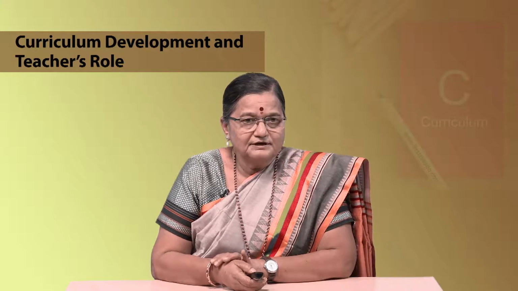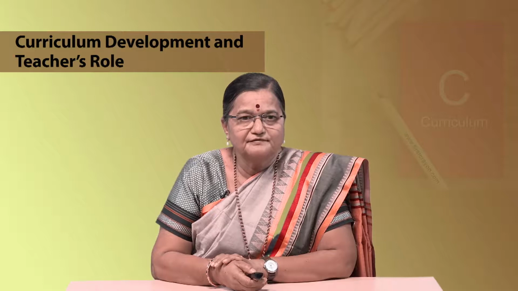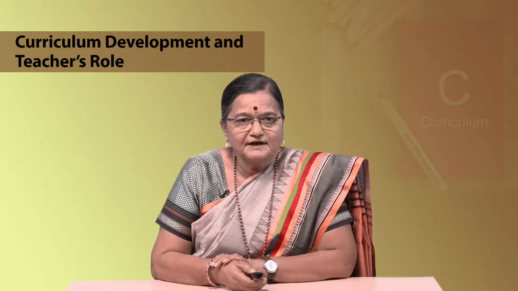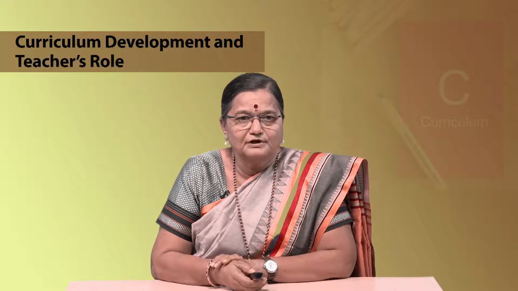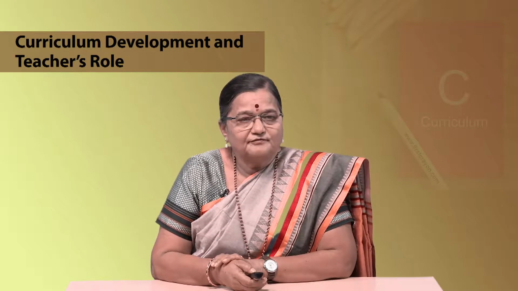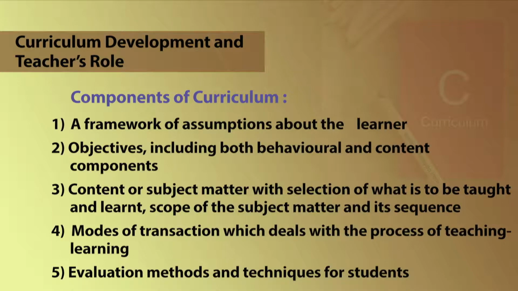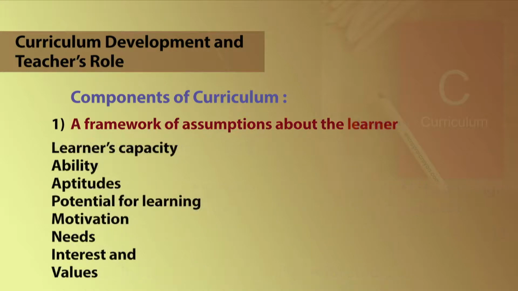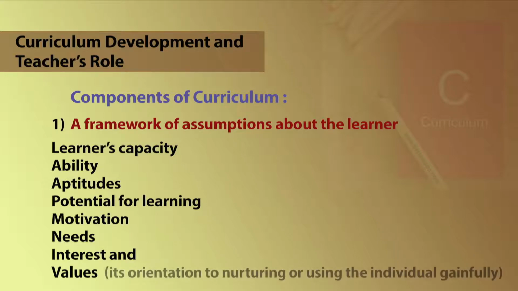After this discussion regarding the concept of curriculum from various definitions, now we will consider the second point, that is components of curriculum. A curriculum has 5 components. First one is a framework of assumptions about the learner, that is the learner's capacity, ability, aptitudes, potential for learning, motivation, needs, interest and values, and the society, that means its orientation to nurturing or using the individual gainfully.